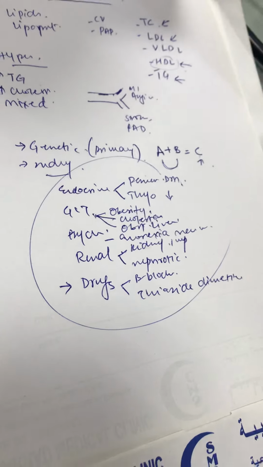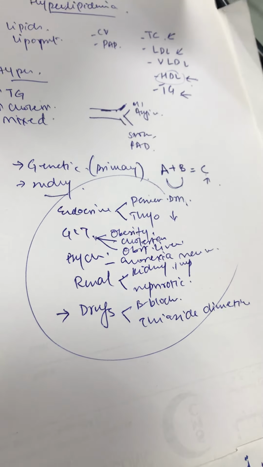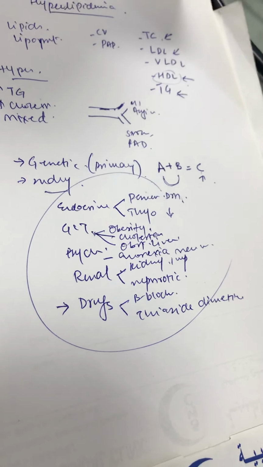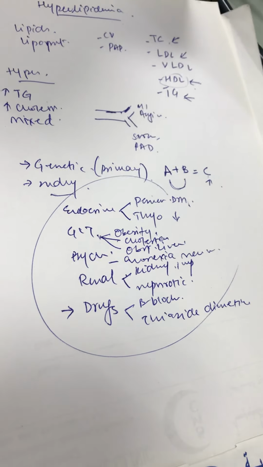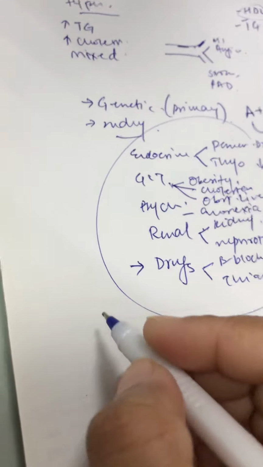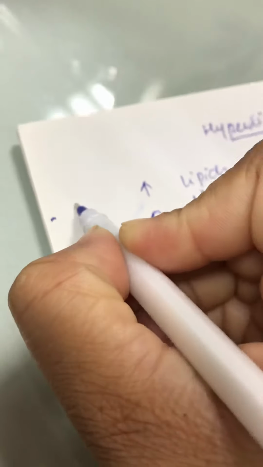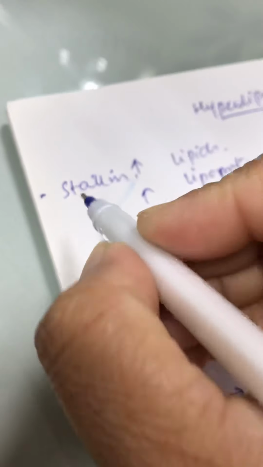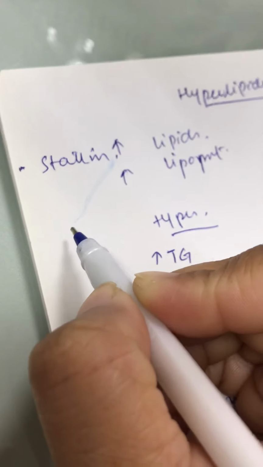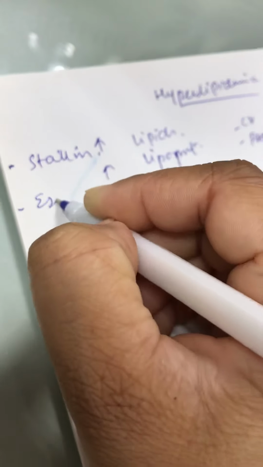There are certain guidelines on when and which patient to treat and at what value of hyperlipidemia, which we will discuss in a separate video. But for an overview, I will tell you about certain groups of drugs which are available for the treatment of hyperlipidemia. These include number 1, statins, which include atorvastatin, pravastatin, rosuvastatin, and simvastatin. Number 2 is ezetimibe.